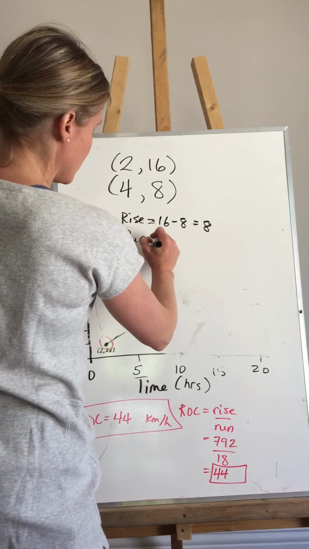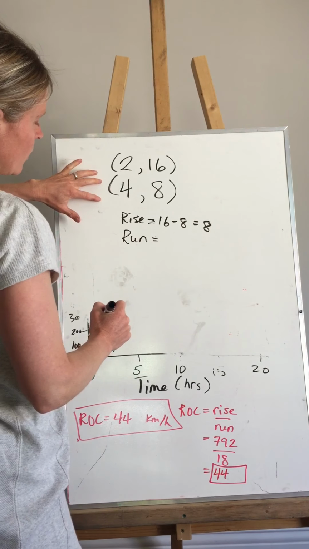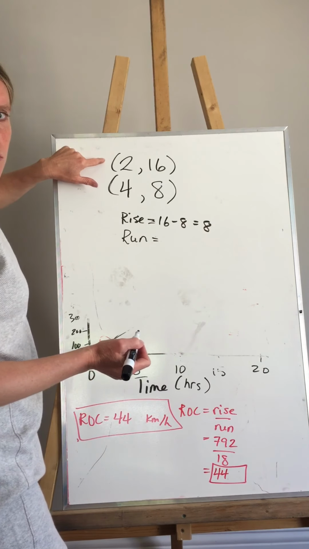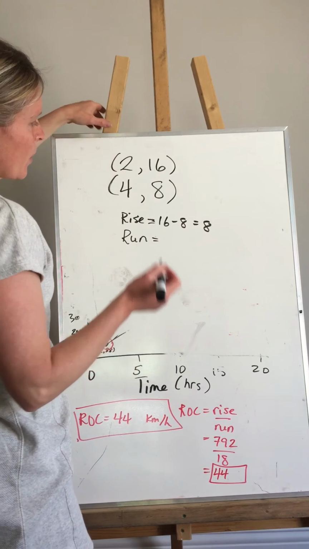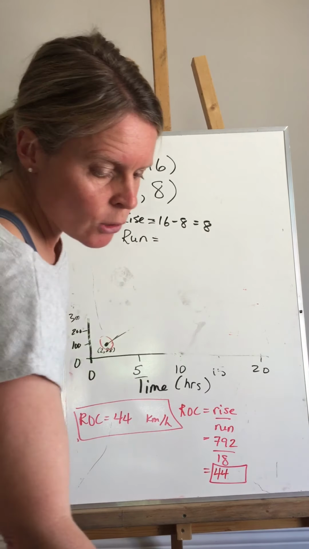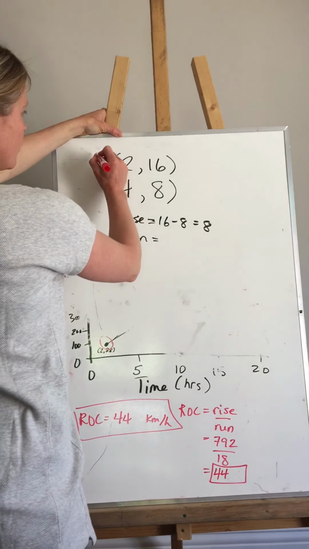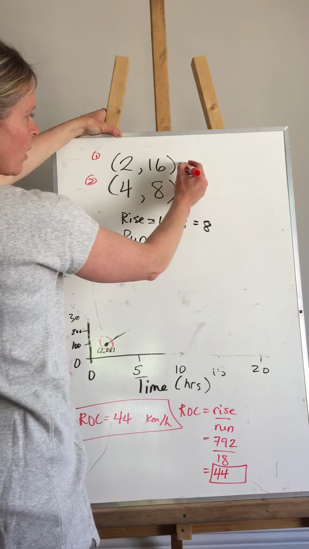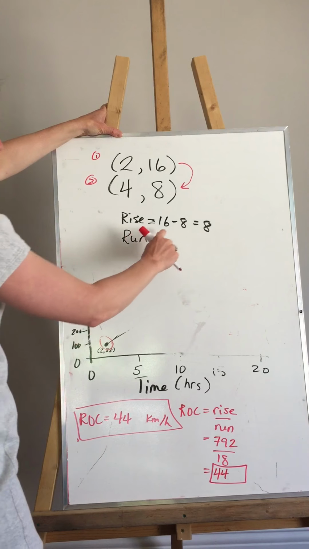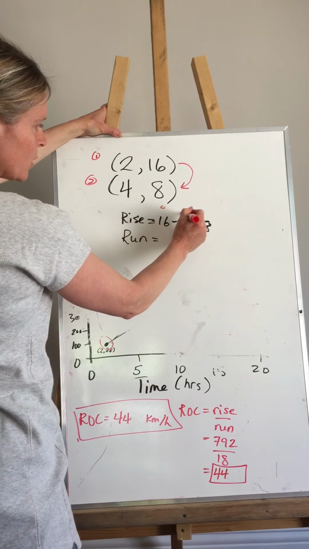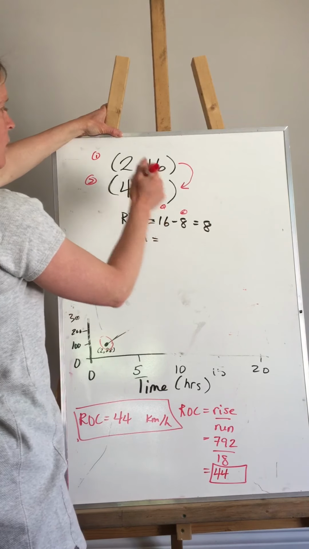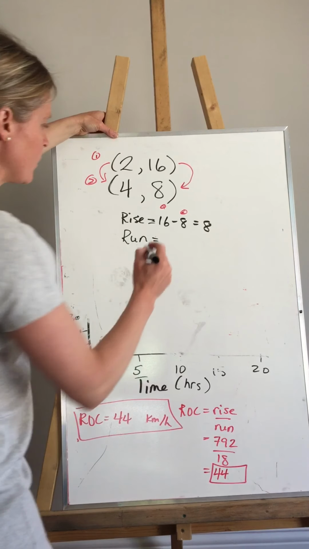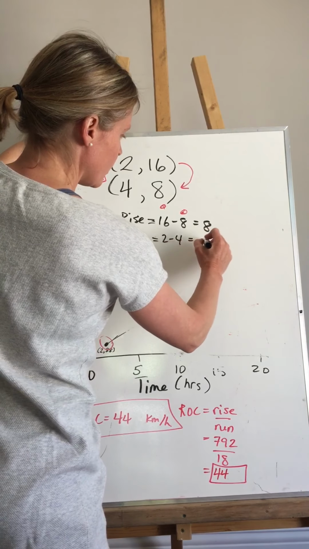Okay, and my run is the difference in my x-coordinates. And you might be tempted, as some students are, to go 4 minus 2, because you want to get a positive. But the key thing is that you always have to subtract in the same direction. So if this is point 1 and this is point 2, and you are subtracting the y-coordinate of point 1 from the y-coordinate of point 2, you have to do it in the same order for the run. So in this case, I would have to go 2 minus 4, which is negative 2.